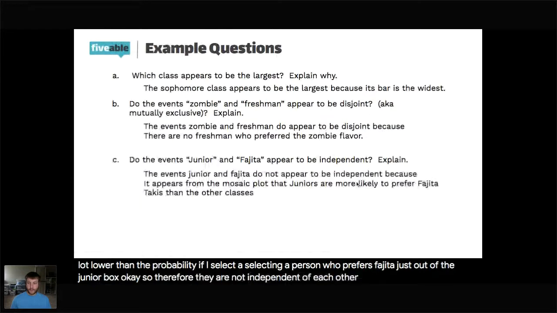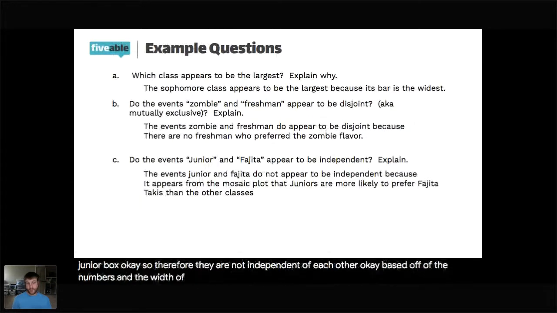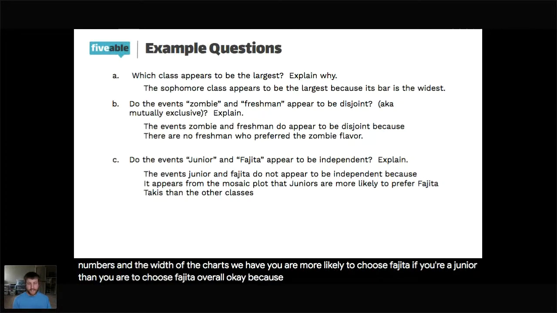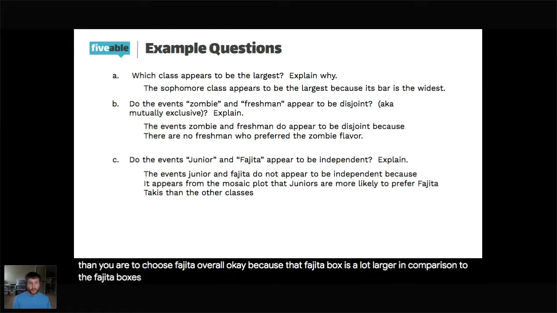Okay, based off of the numbers and the widths of the charts we have, you are more likely to choose fajita if you're a junior than you are to choose fajita overall. Okay, because that fajita box is a lot larger in comparison to the fajita boxes on the other three classes. And they were all pretty equal in width. So, we can kind of draw that conclusion.